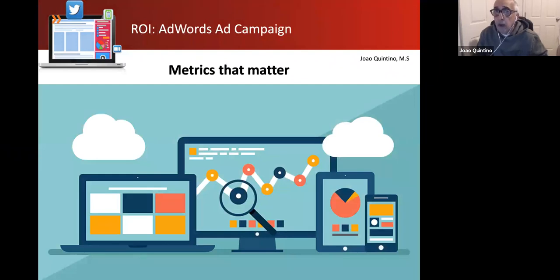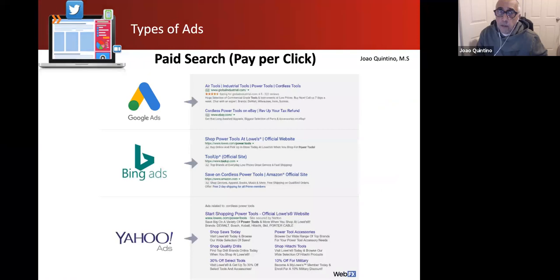Okay, let's talk about metrics. As you know, everything is social. In digital marketing, you can measure everything that you do. You have metrics to let you know if you're doing something right or wrong. Let's start with paid search. In paid search, you have three major companies: Google Ads, Bing, and Yahoo. Those are all paid search advertising.